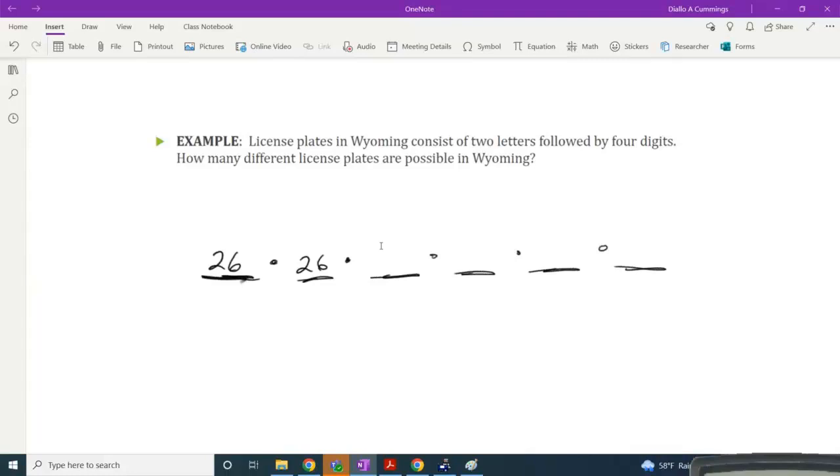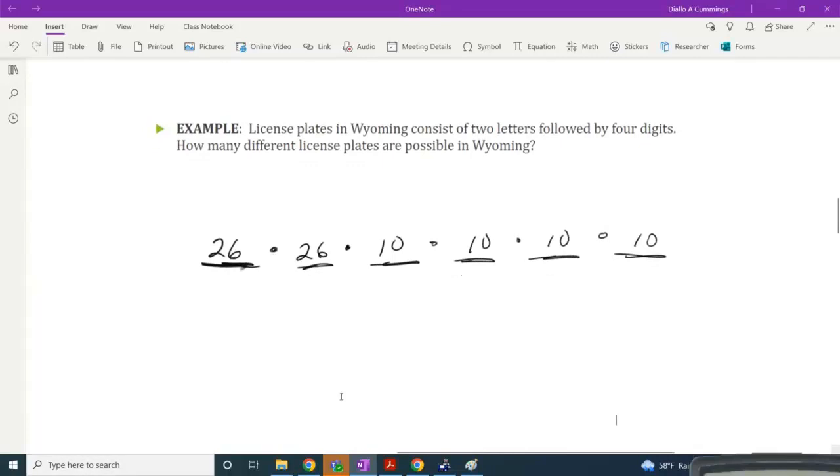There's 0 through 9, which constitute 10 numbers to choose from. All right, so that's 10. The next choice is 10. Also the last 4, since there's 10 numbers, 0 through 9, there's 10 choices for numbers. So now in order to find the different possible combinations, I'm going to multiply all these things together.